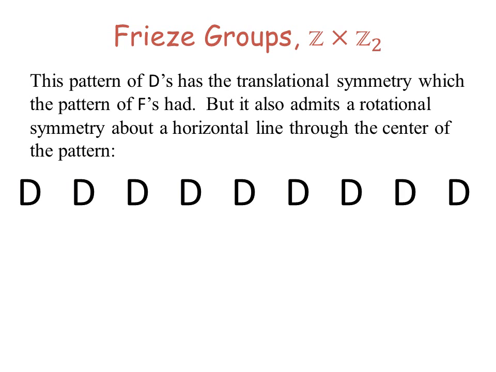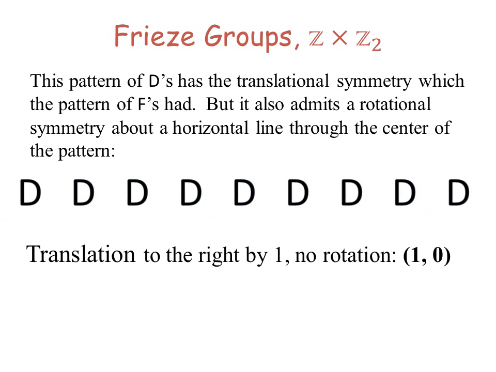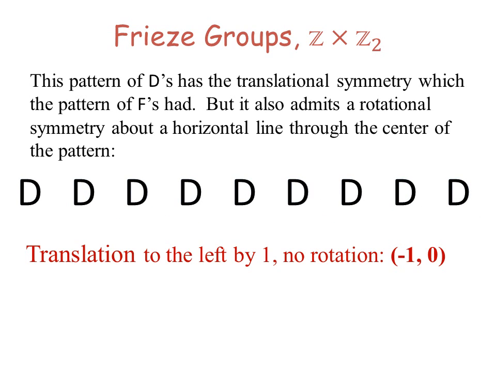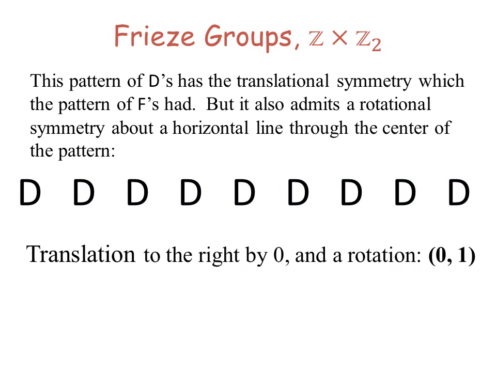This pattern of D's has the translational symmetry which the pattern of F's had, but it also admits a rotational symmetry about a horizontal line through the center of the pattern. We can translate to the right by 1 with no rotation. We associate this with a pair 1, 0. We can translate to the left by 1 with no rotation. We associate this with a pair -1, 0. We can have no translation and a rotation. We associate this with the pair 0, 1.